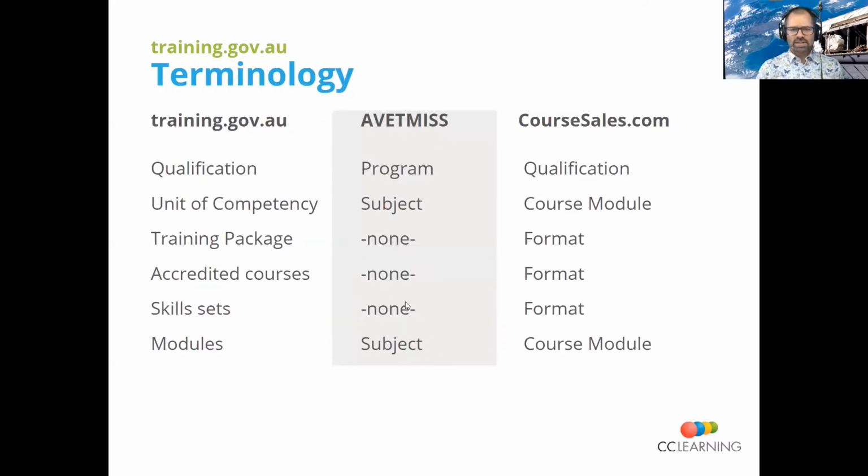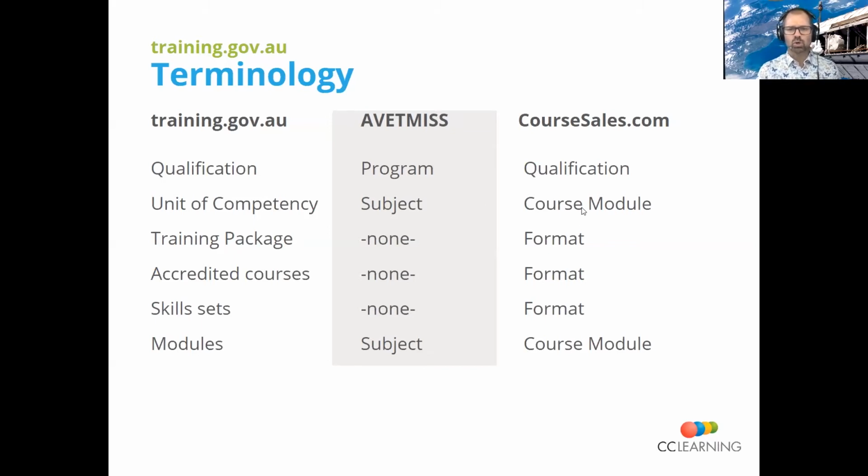Okay, so here's just a rundown of some of the terminology. So moving across here, you can see qualification in training.gov.au. And in EVETMIS, this is called a program. In course sales, we call it a qualification. A unit of competency is called a subject in EVETMIS, and we basically record that information as a course module, but we do refer to a unit of competency and do refer to the subject details on the course module.